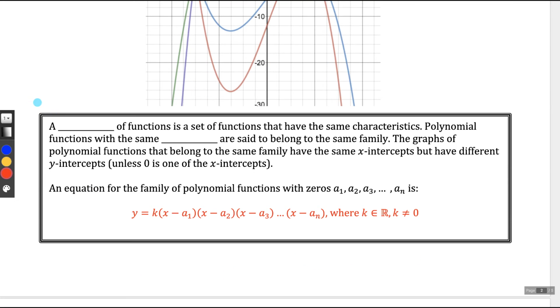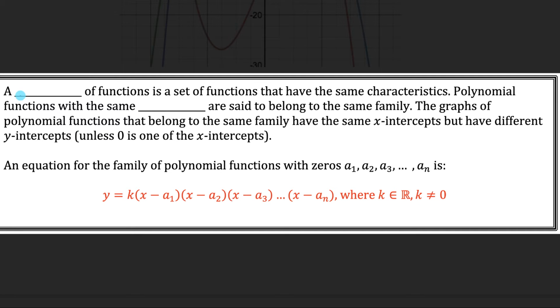So let's fill in the blanks here. A family of polynomial functions is a set of functions that have the same characteristics. Polynomial functions with the same zeros, so the same x values that make the equation be 0, are said to belong to the same family.